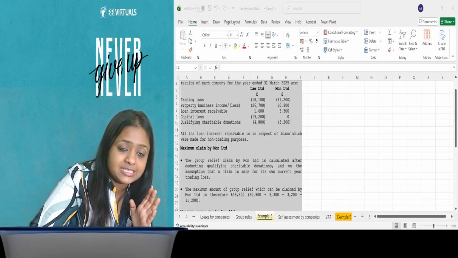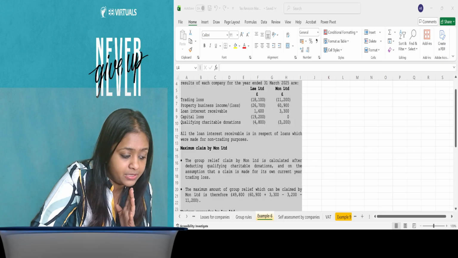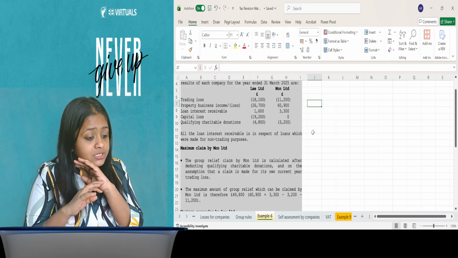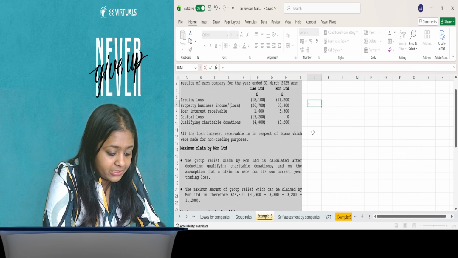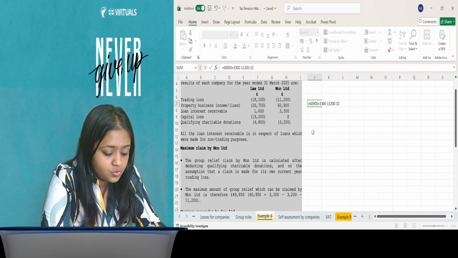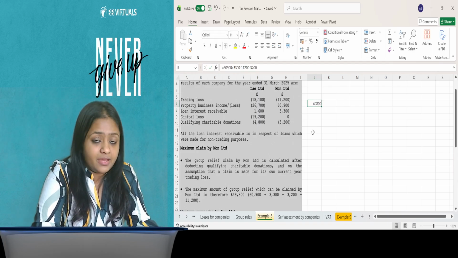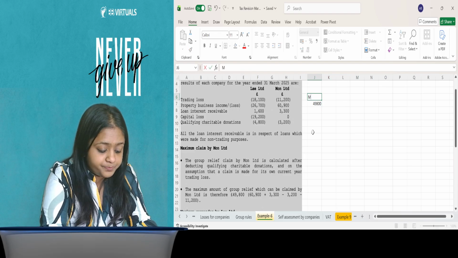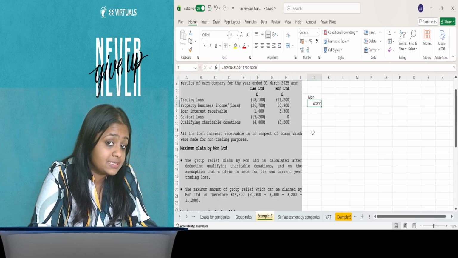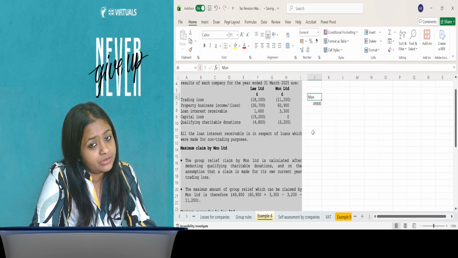Now, what is the maximum claim that can be made by Mon company? The maximum claim will be, first we will take its own TTP after adjusting everything. So how do we calculate it? 60,900 is the property business income plus 3,300 loan interest receivable less trading loss of 11,200 and less we will do a QCD of 3,200. So Mon company is having the TTP of 49,800. So Mon company can do a maximum group relief adjustment till 49,800 only.